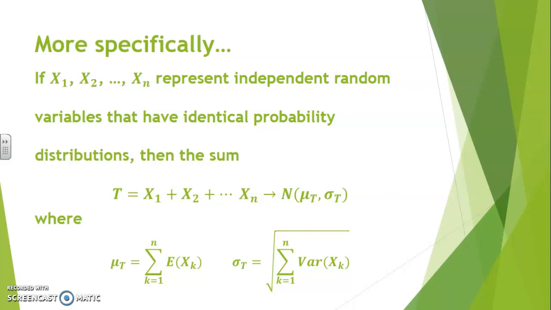x2 and so forth, will be normally distributed with an average value that is the sum of the expected values of each of the x's, and the standard deviation will be the root of the sum of the variances of each of these x's. Now, of course, the expected values of xk and the variances for xk are all identical to one another.